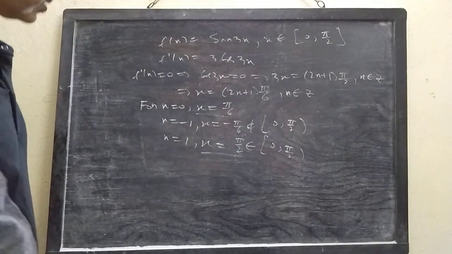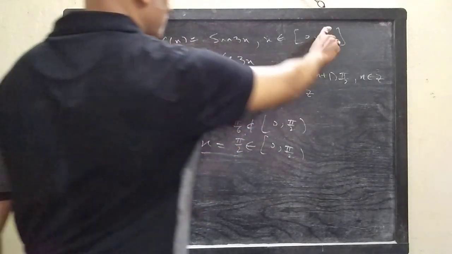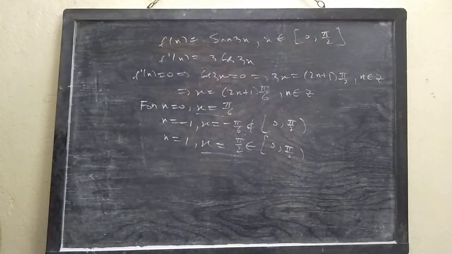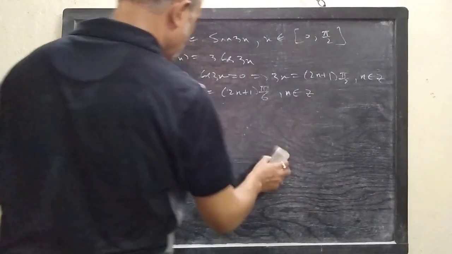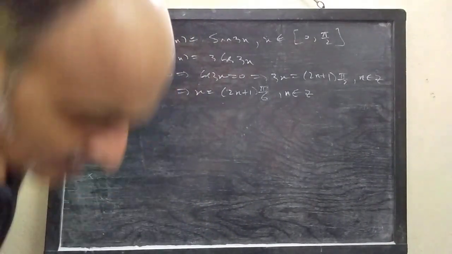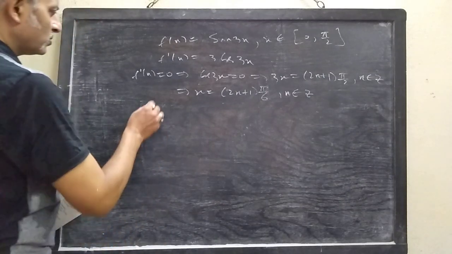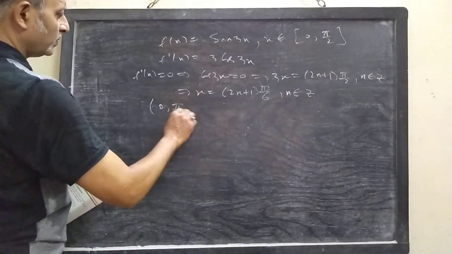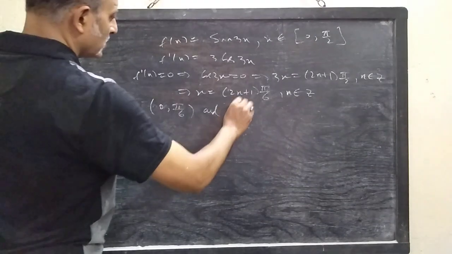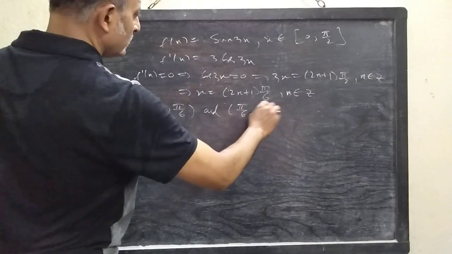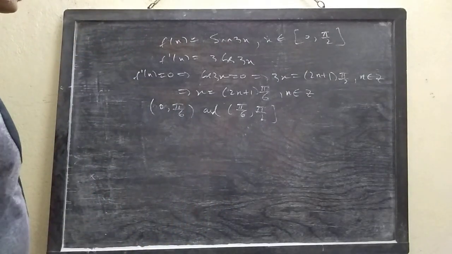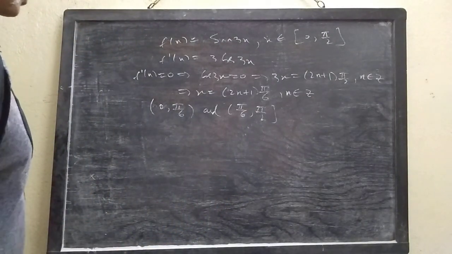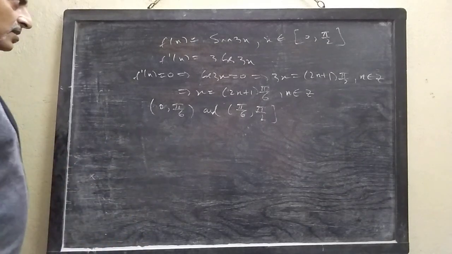And of these 2 points, this point coincides with the end point, so only the point x equals pi by 6 divides the interval into 2 parts. They are 0 to pi by 6 and pi by 6 to pi by 2. Now we have to study the nature of f dash x in each interval.